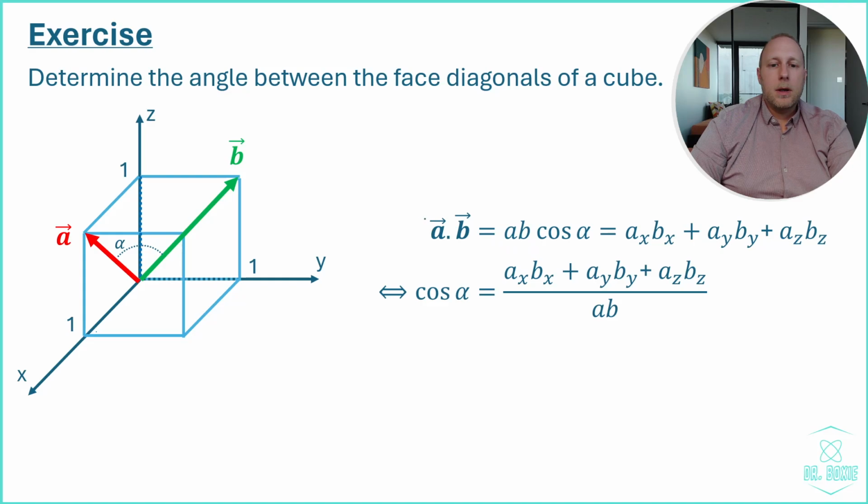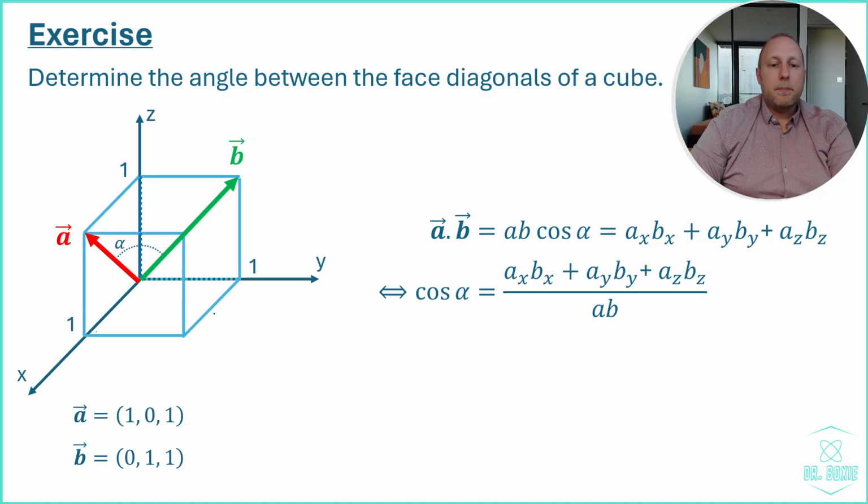The cosine of alpha is then equal to ax bx plus ay by plus az bz divided by a times b. Now all of these components and the magnitude of the vector can be calculated just by looking at the drawing. The vector a, for instance, has a component of 1 along the x-axis, a component of 0 in the y-axis, and a component of 1 in the z-axis. So it's 1, 0, 1. Similarly, b has as components 0, 1, 1.